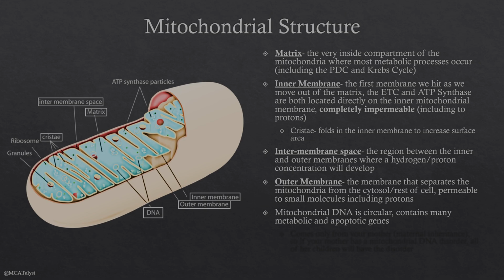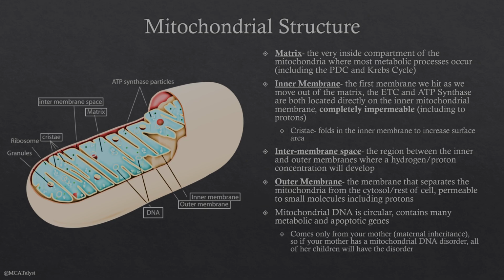It led to a whole bunch of genetic and metabolic diversity. Long story short, your mitochondria actually has its own DNA that replicates itself and has its own genes. It is circular, and it only comes from your mother. This is called maternal inheritance. So if your mother has some sort of metabolic or apoptotic gene disorder in the mitochondrial DNA, all of her children will also have that disorder.